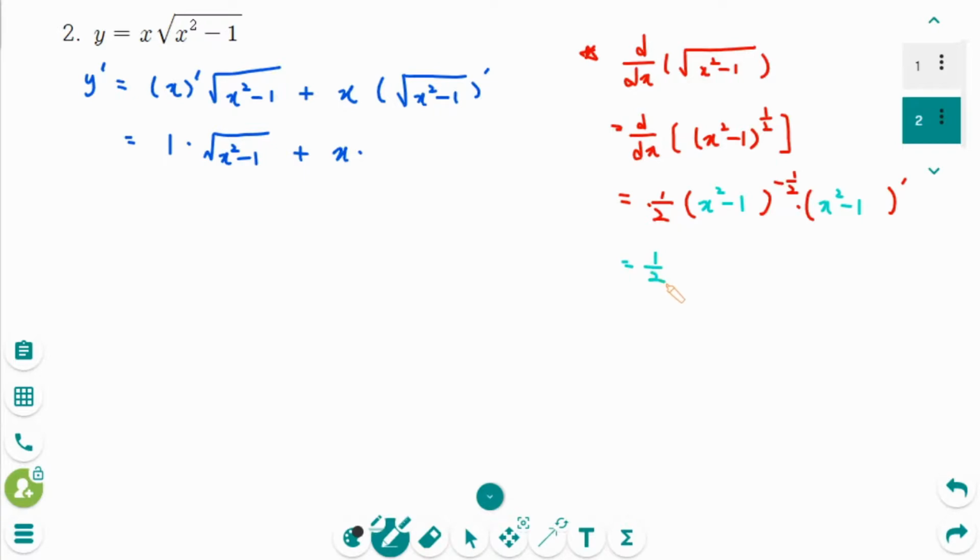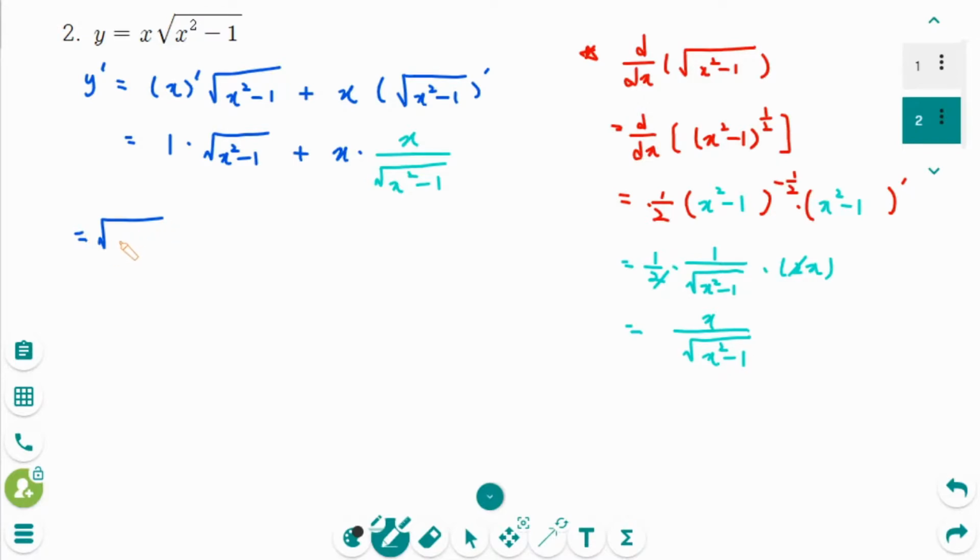And 1 over 2 we can rewrite as 1 over square root of x squared minus 1 times (x squared minus 1) prime equals 2x. Then cancelled, x over square root of x squared minus 1. Then go back to the original, x over square root of x squared minus 1. Then square root of x squared minus 1 times square root of x squared minus 1 over square root of x squared minus 1 plus x squared over square root of x squared minus 1.